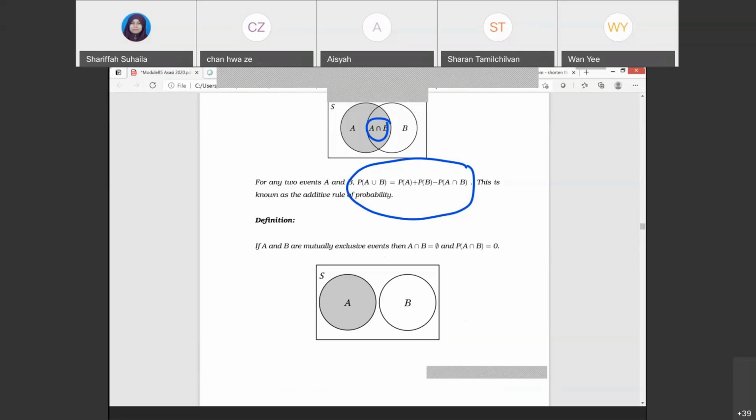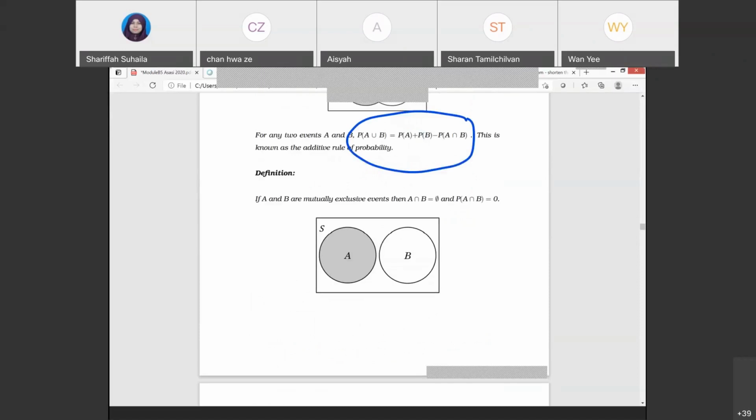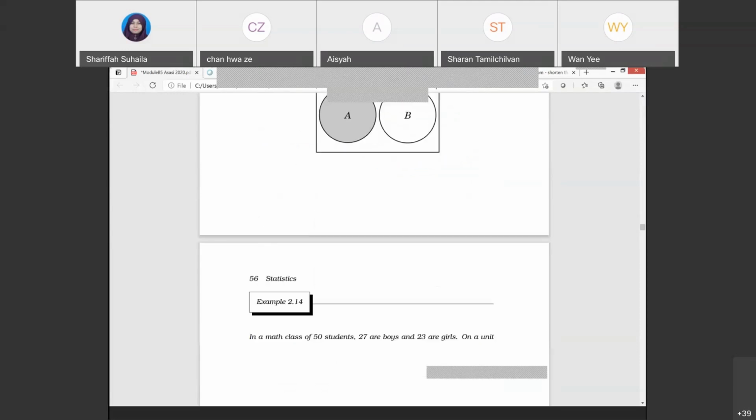The next one, if A and B are mutually exclusive events, meaning saling eksklusif, then A intersect B is equal to the empty set. And the probability of A intersect B is equal to 0, because set A does not intersect with set B. There is no intersection. That is the term that you need to know. What is A and B? Mutually exclusive events, when the probability of A intersect B is equal to 0. So you need to know that definition.